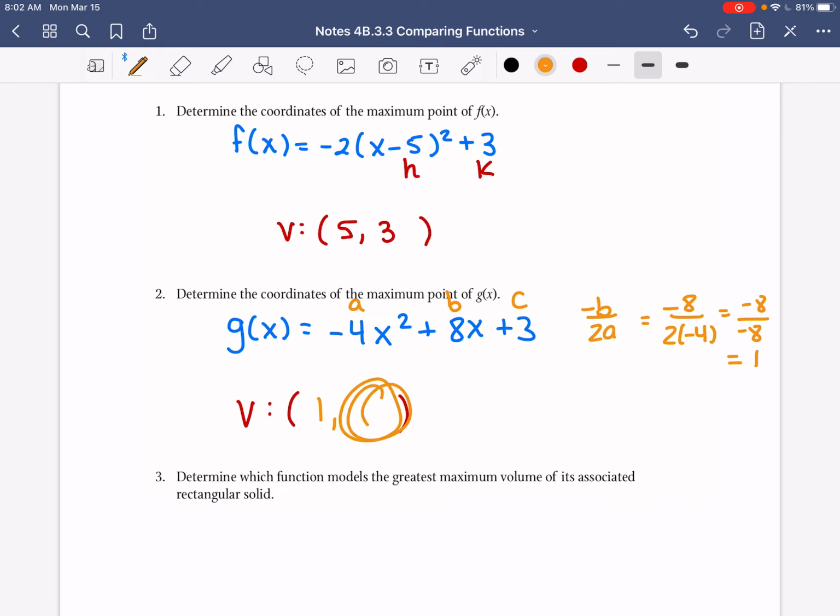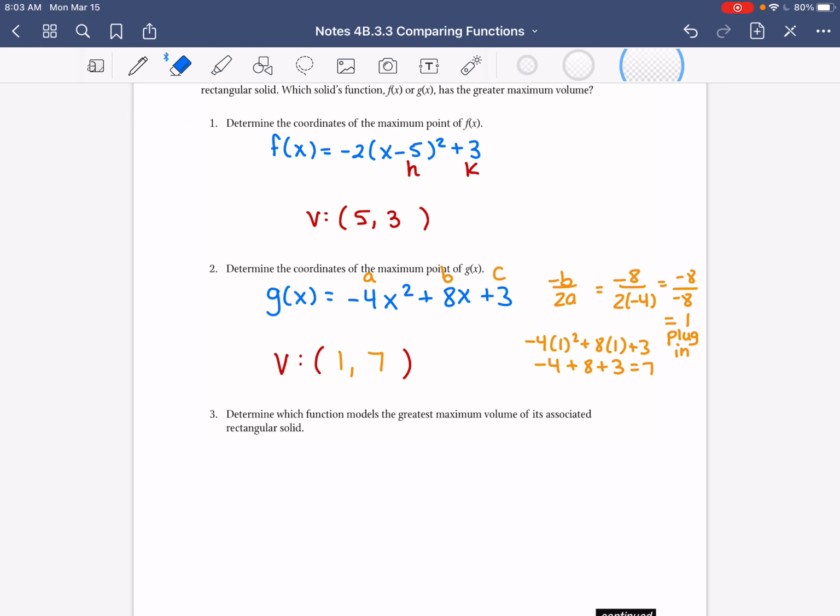To find the second part of our vertex, we take the number we found and plug it into our equation. So negative 4 times 1 squared plus 8 times 1 plus 3. So 1 squared is just 1, so that's negative 4, plus 8 times 1 is just 8, plus 3. So 8 minus 4 is 4, and then 4 plus 3 is 7. So my vertex there is (1, 7).